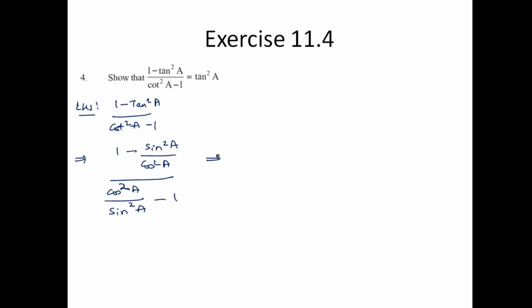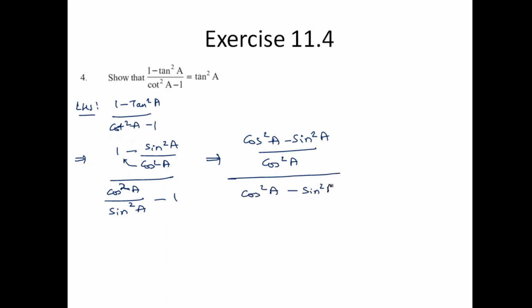So let me remove the denominator here. So we are left with cos square A minus sine square A by cos square A, divided by cos square A minus sine square A. Look at the denominator, how will I get it? I just shifted this over here, right, by your sine square A value, isn't it? So this is what needs to be written over here, right?